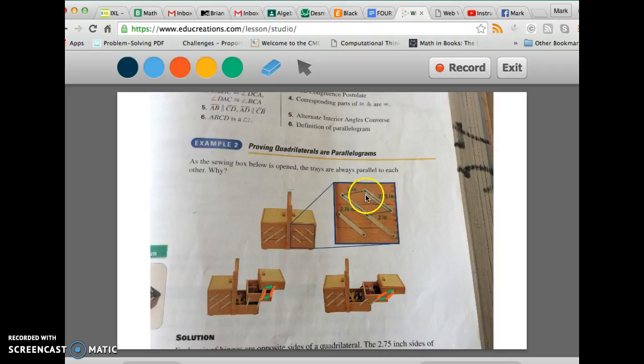So that 2.75 sticks. You can also see there's a little screw right here and a screw right here, screwed into the wood, so that distance isn't going to change, so that's going to be 2. So this 2.75 is going to stay 2.75, this 2 is going to stay 2, and that's going to be true here, here, here, and here. Which means you're always going to have a quadrilateral with opposite sides congruent. And if opposite sides are congruent, then it's a parallelogram. And if it's a parallelogram, then opposite sides are parallel. So, therefore, the trays are always parallel.